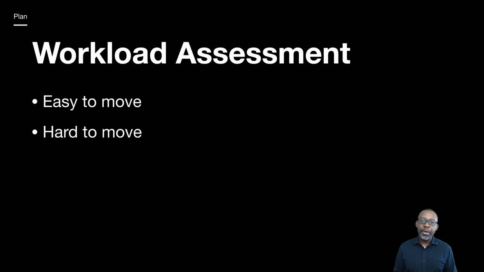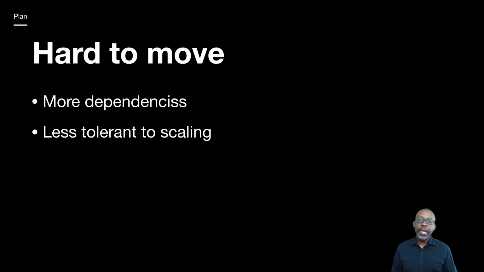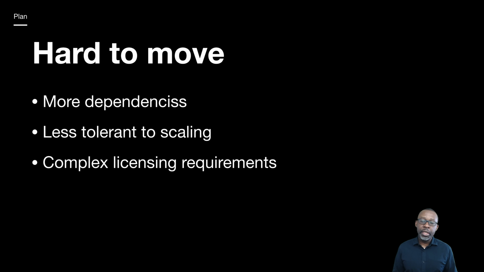Let's move on and take a look at the characteristics that makes an application hard to migrate. The more dependencies an application has, the harder it is to migrate. And one of the reasons organizations migrate workloads to the cloud is so they can take advantage of the productivity and cost benefits that the cloud offers. Therefore, applications that cannot scale easily are not a good fit for migration to the cloud. There are many applications that predate the cloud, and some of these applications have complex licensing requirements that makes a migration to the cloud challenging.